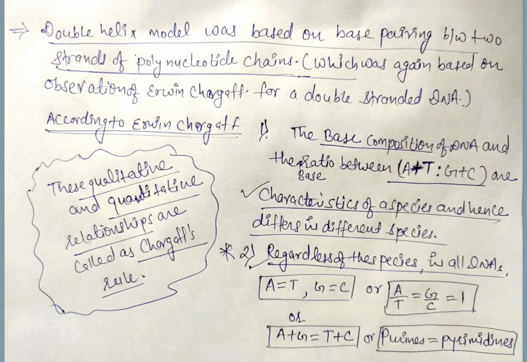Second, regardless of the species, in all DNAs the purine and pyrimidine content are equal, and also the percentage of adenine is equal to the percentage of thymine, and the percentage of guanine is equal to the percentage of cytosine. The percentage of A plus G equals 50%, and the percentage of T plus C equals 50%. These qualitative and quantitative relationships are known as Chargaff's rules.